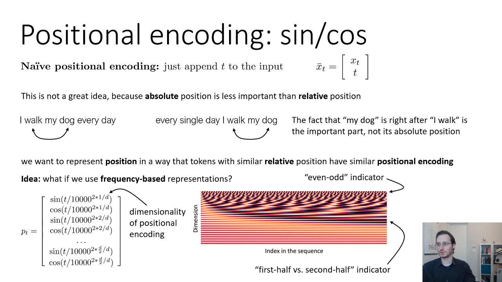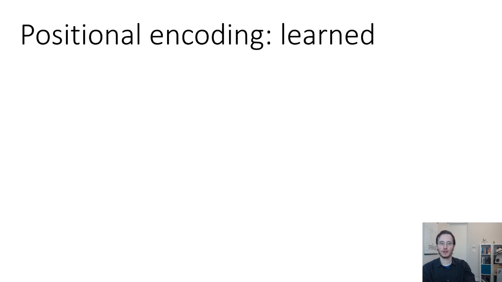Okay. So towards the end, when we get into the really low frequencies, these are now indicators for whether it's something in the first half of the sentence or the second half. This is a very popular choice for positional encoding. It might come across as a little bit ad hoc, but it tends to work pretty well. We could have more sophisticated positional encodings. We could, in fact, actually learn our positional encoding.